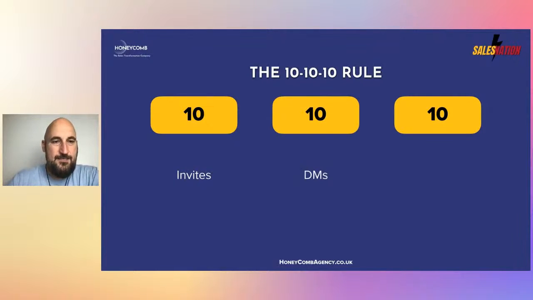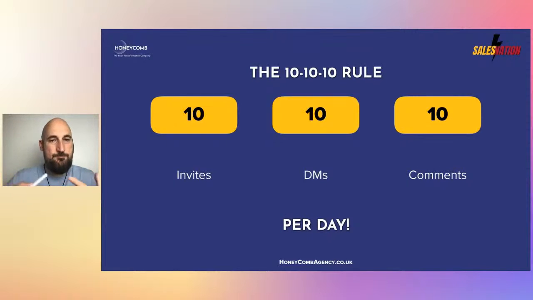We want to send 10 DMs, and we want to post 10 comments. And again, as I said, per day, ideally. Why? Because then it becomes a perpetual machine. We send out 10 invites per day, 10 DMs per day, and post 10 comments. That means that we are active. So we have our sales activities every day, which is very, very structured and focused on how we can get the best results out of our LinkedIn prospecting.